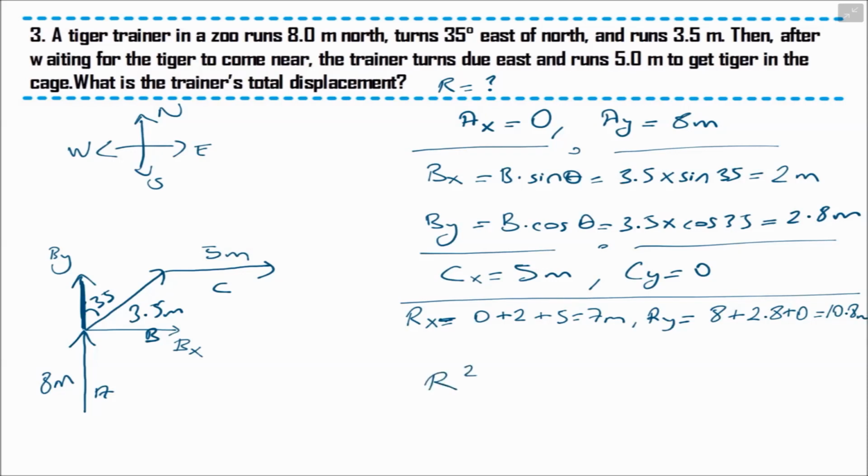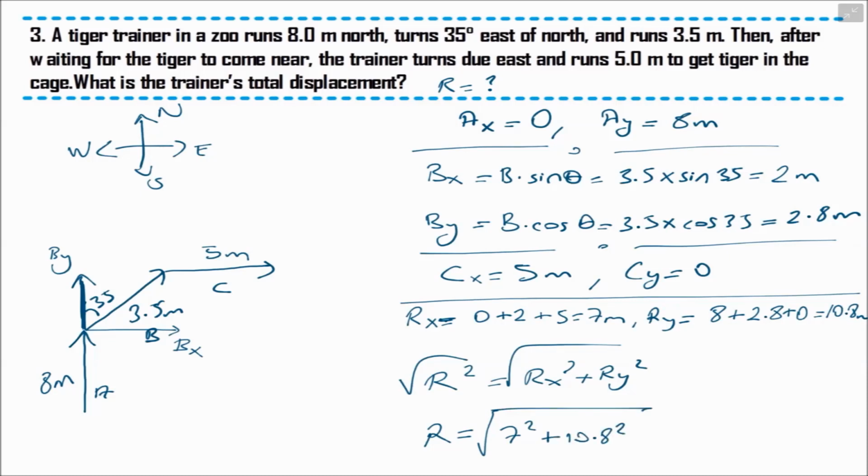Then R squared equals Rx squared plus Ry squared. You take the square root of both sides. R will be equal to the root of Rx is 7 squared plus Ry is 10.8 squared. So R is going to be 12.8 meters.